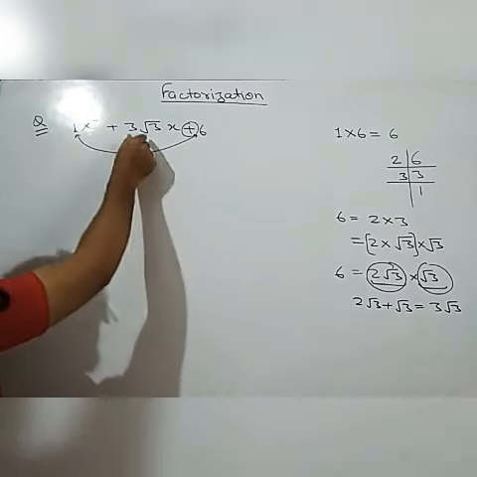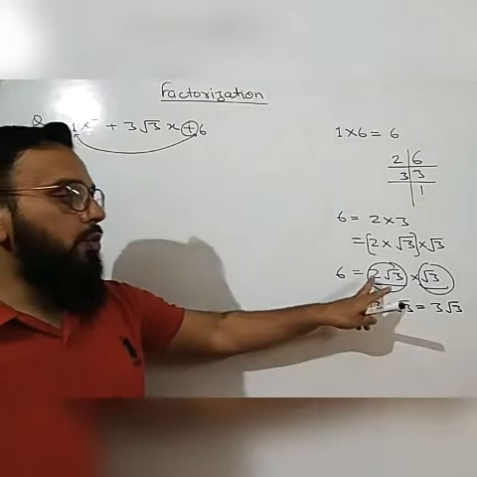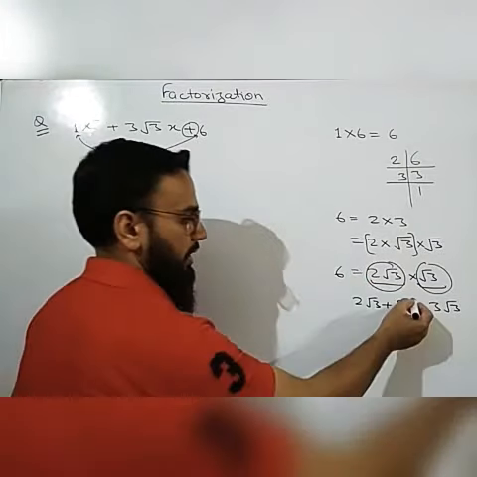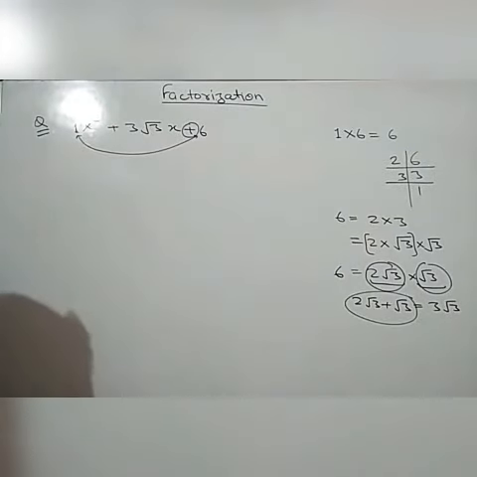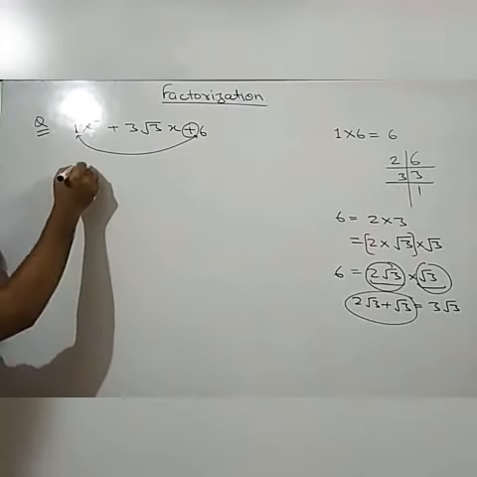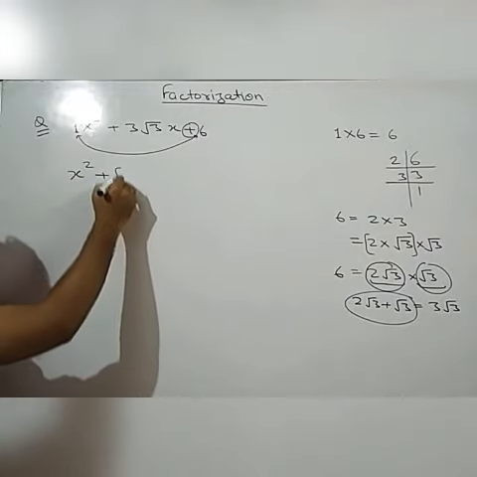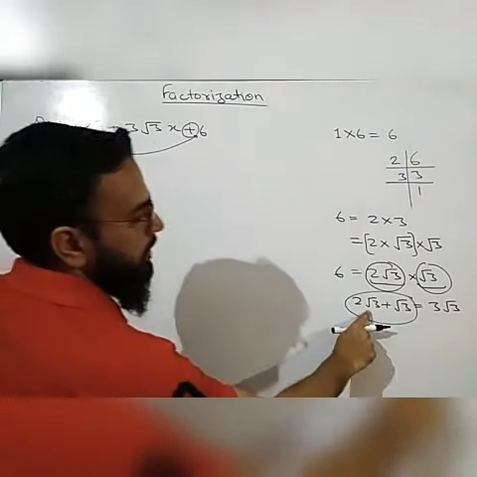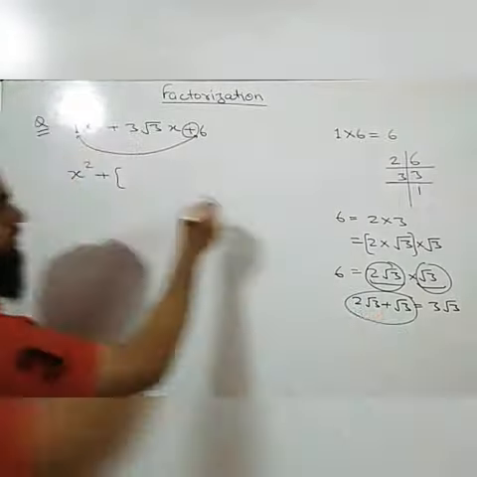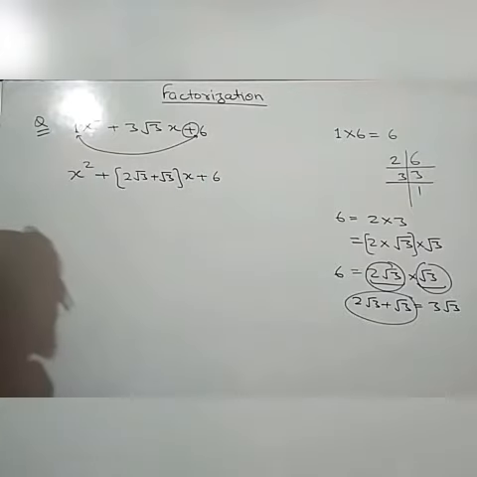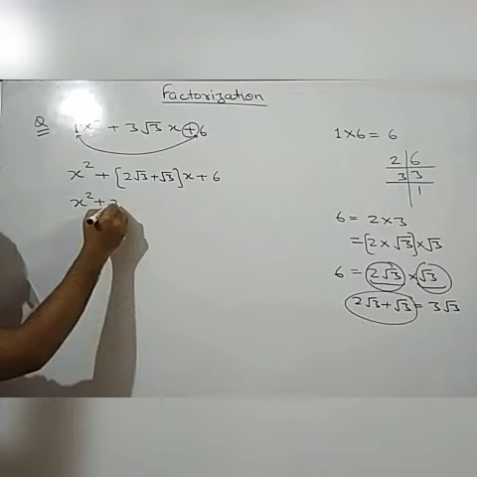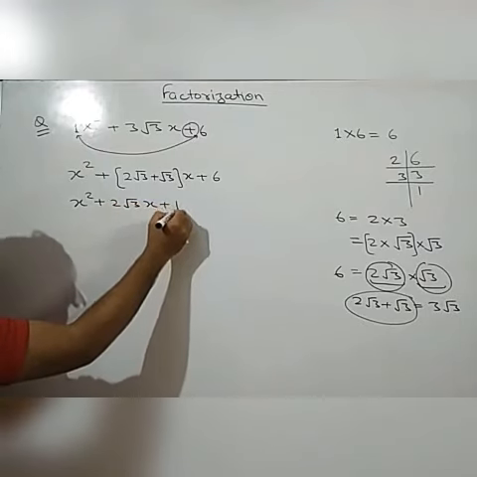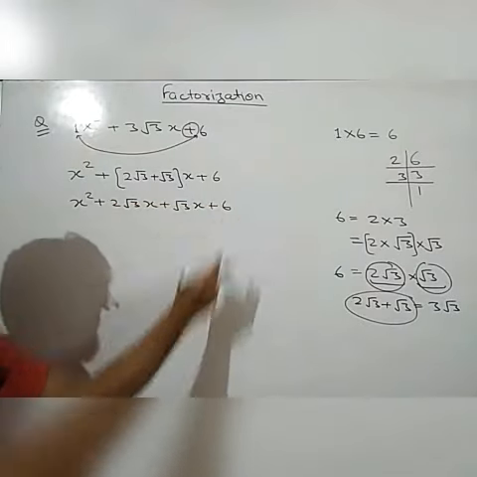So in the place of 3 root 3, what can we put? We can put 2 root 3 plus root 3. This particular expression we can put in the place of 3 root 3. So putting this value, we will get x square plus, in the place of 3 root 3 we put 2 root 3 plus root 3, into x plus 6. Now multiplying x inside the bracket, it will be x square plus 2 root 3x plus root 3x plus 6.